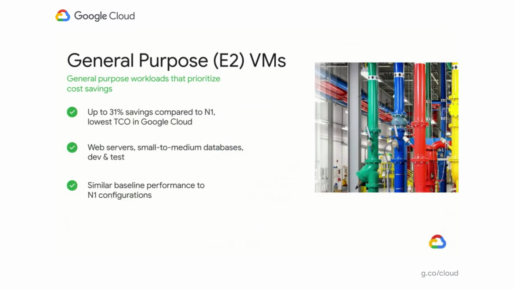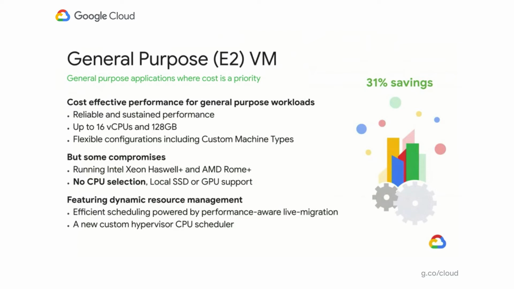They are a great choice for web servers, small to medium databases, dev and test environments, and many applications that don't have strict performance requirements. They offer a comparable performance baseline to the current N1 VMs for those of you who have been using them. E2 VMs are available with up to 16 vCPUs and 128 gigabytes of memory. And they also support flexible configurations through custom machine types that enable you to right-size your resources.